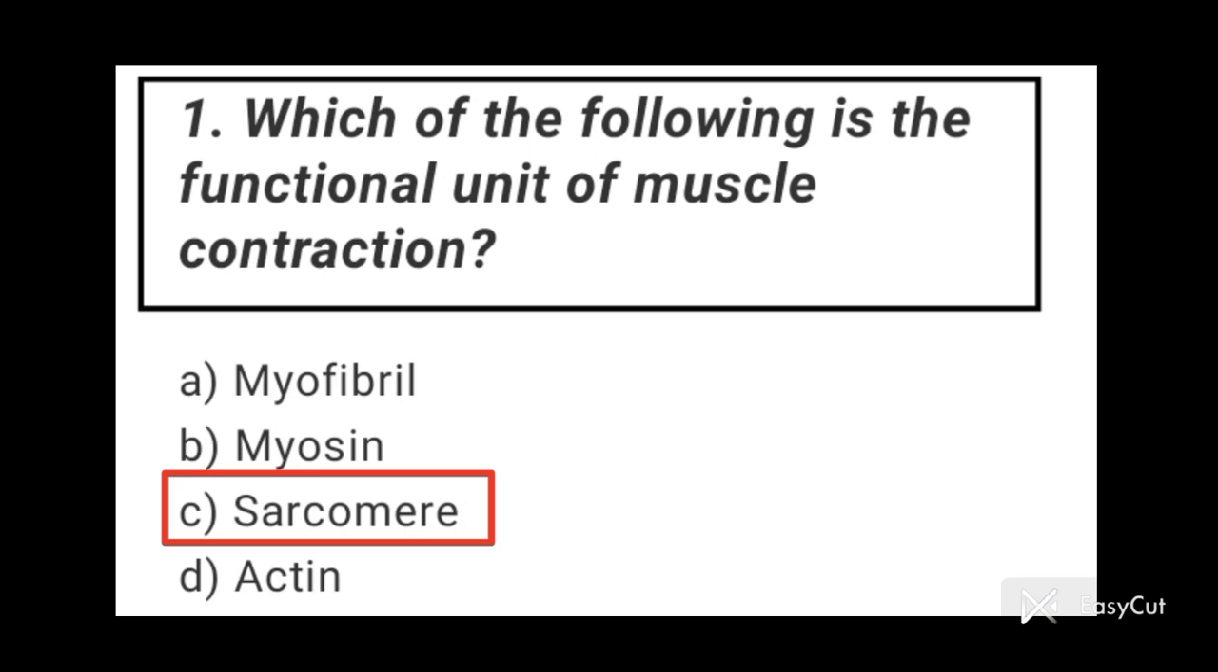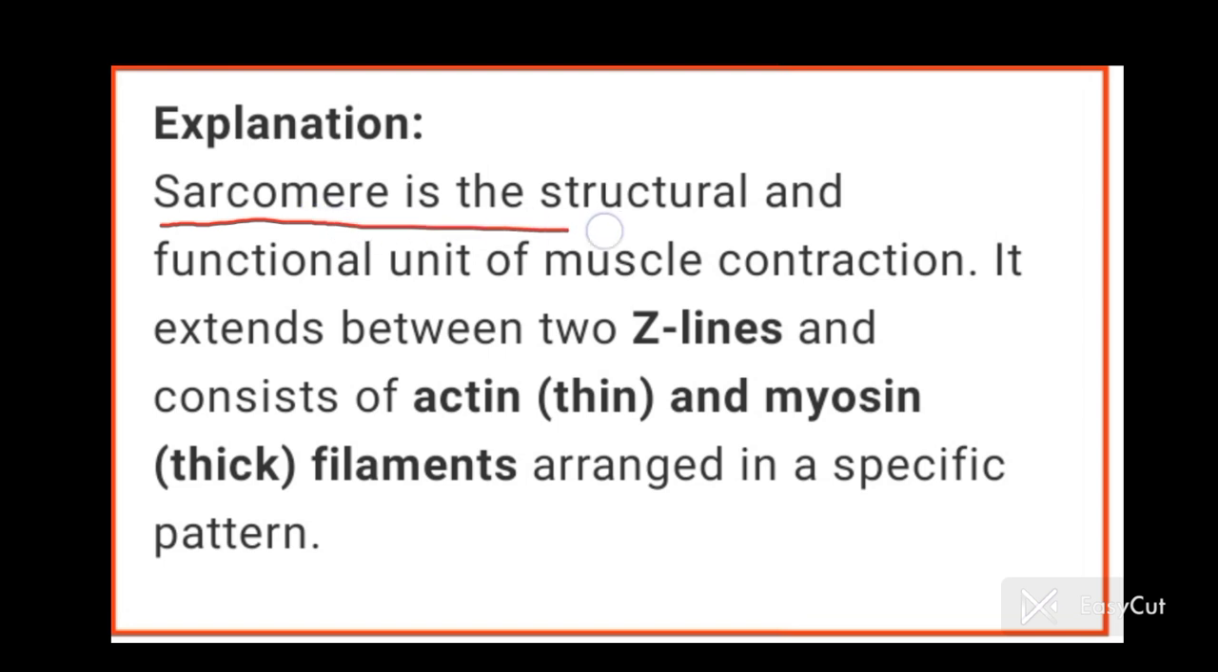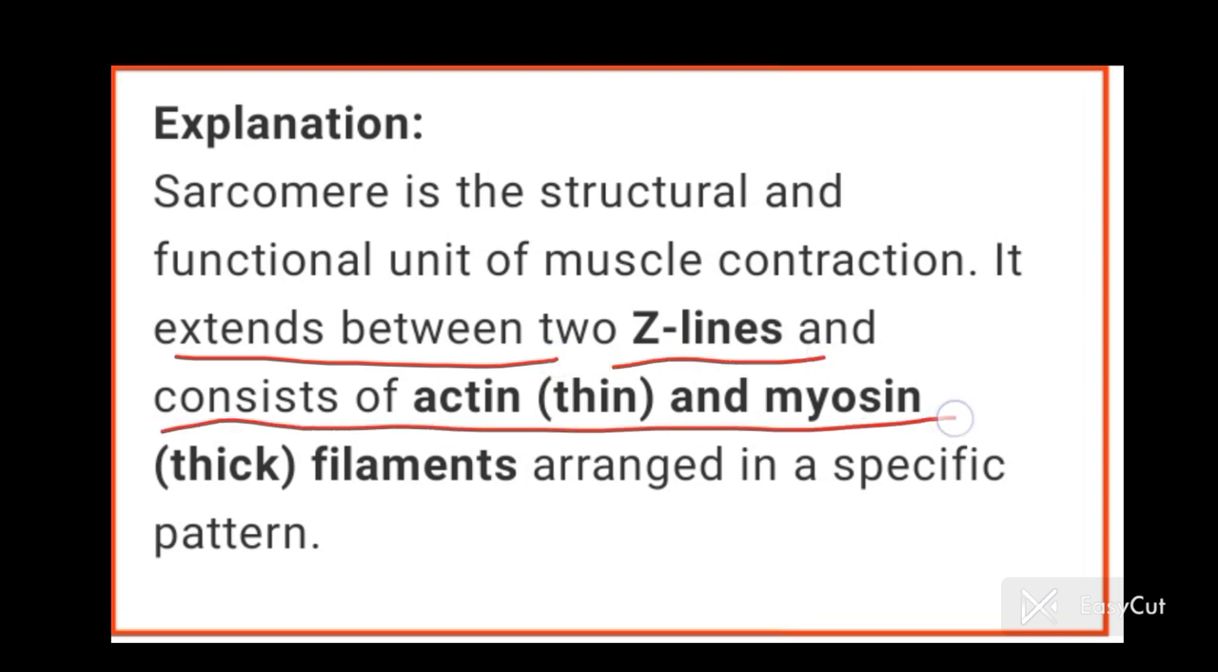The portion of the myofibril between two successive Z lines is considered as the functional unit of contraction and it is called sarcomere. Sarcomere is the structural and functional unit of muscle contraction. It extends between two Z lines and consists of actin thin and myosin thick filaments arranged in a specific pattern.